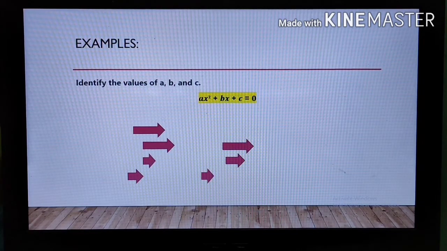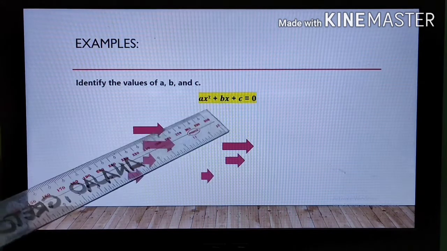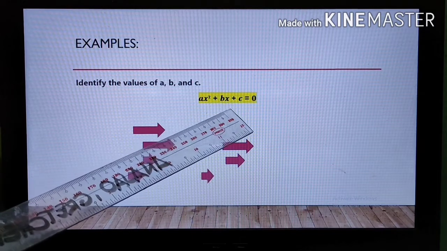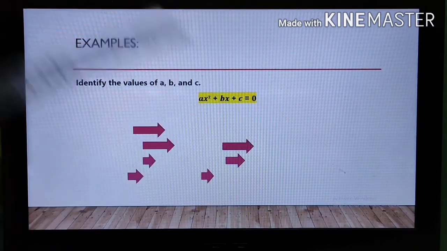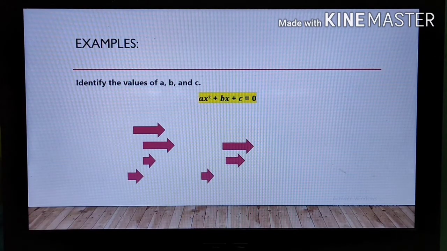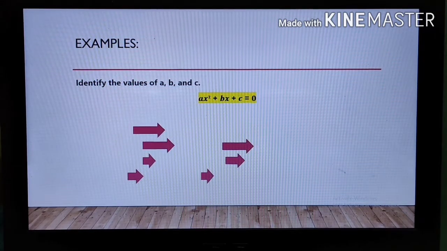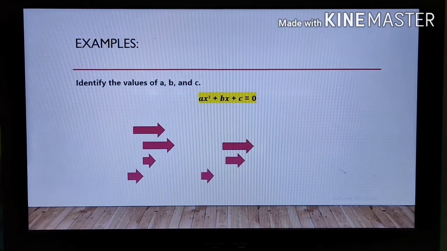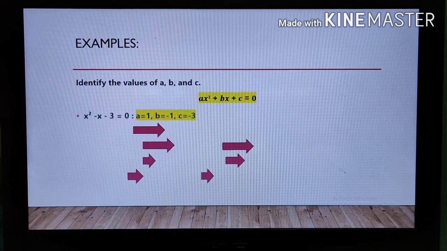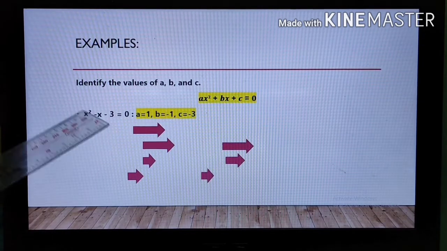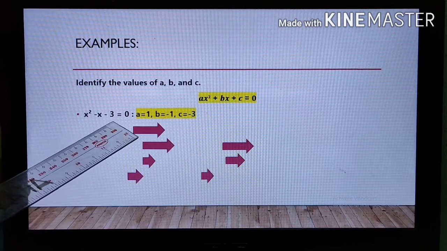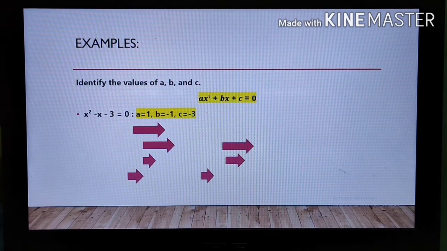So I have here an example. We are going to identify the values of a, b, and c from the standard form ax squared plus bx plus c is equal to 0. So we are going to find the values of a, b, and c. So example number 1, x squared minus x minus 3 is equal to 0.